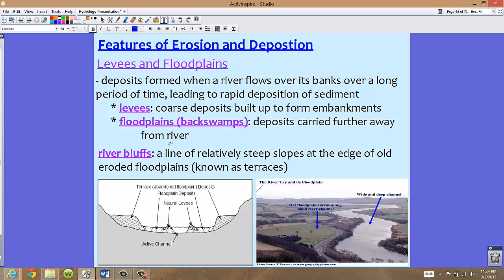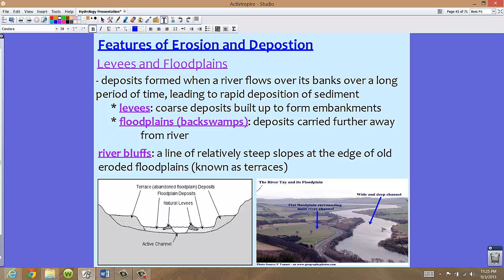They're very, very fertile. So in the picture on the left, let's say this middle part is the active channel. The natural levee is the actual levee that's being produced now when this overfloods. And then we have the floodplain deposits over back here. And then over to the sides, we have the levees and floodplains from really old deposits on both sides. Now they look like terraces.